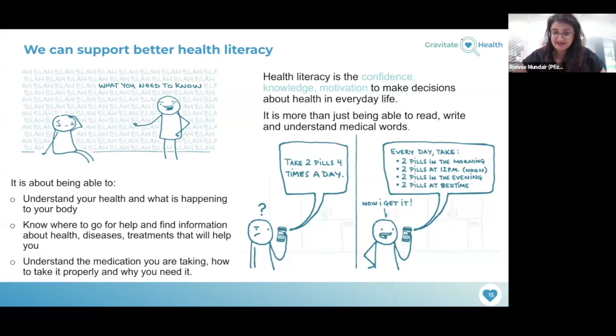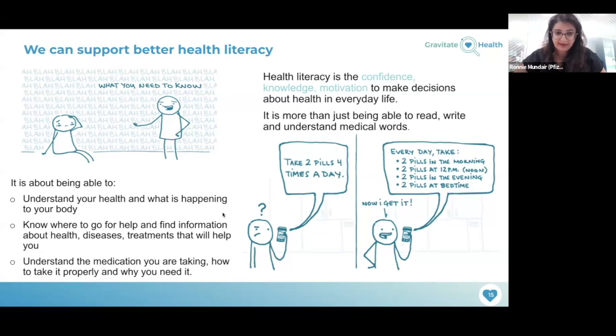So how we express that information and how it is understood is really important in making sure that the medicine is taken properly and at the right times and why you would need to take it that way. So understanding your health and what is happening to your body is really obviously important to all of us as patients and for supporting patients.